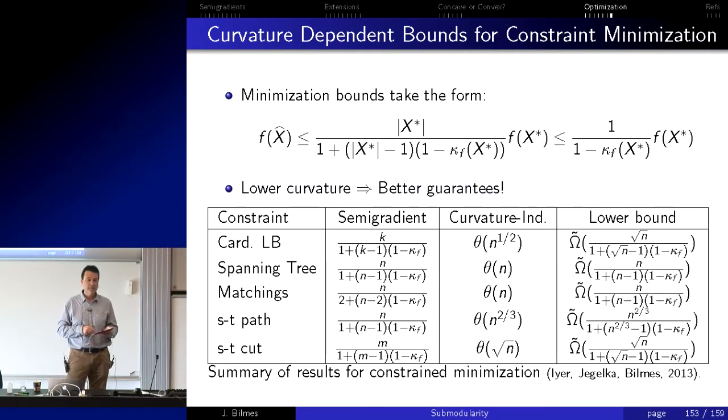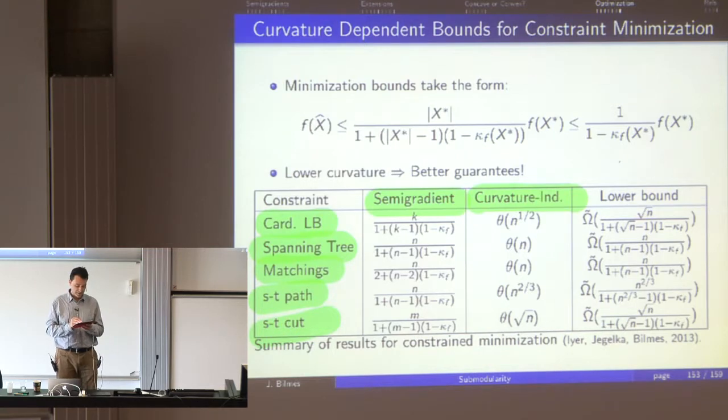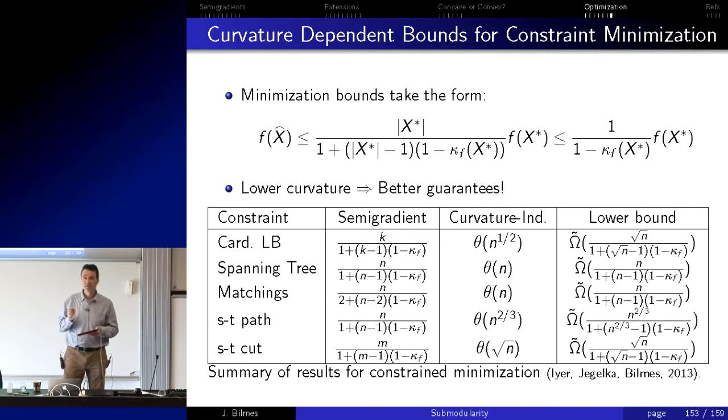And so you have all these different bounds for these different constraints. There are cardinality lower bounds, spanning trees, matchings, ST paths, ST cuts. And when you compare the curvature-based bound for a semi-gradient approach and the curvature-independent bounds, you can see that, depending on the curvature, sometimes the curvature-based bounds are much better, because all of the non-curvature-based bounds are n-dependent. And so as n grows for a fixed curvature, as long as the optimal solution grows with n, the curvature-based bound is going to get better.